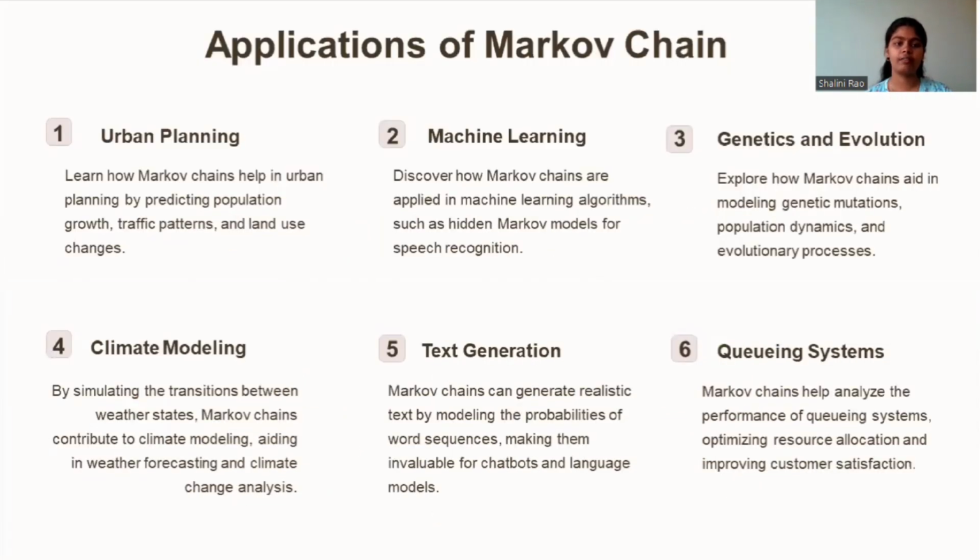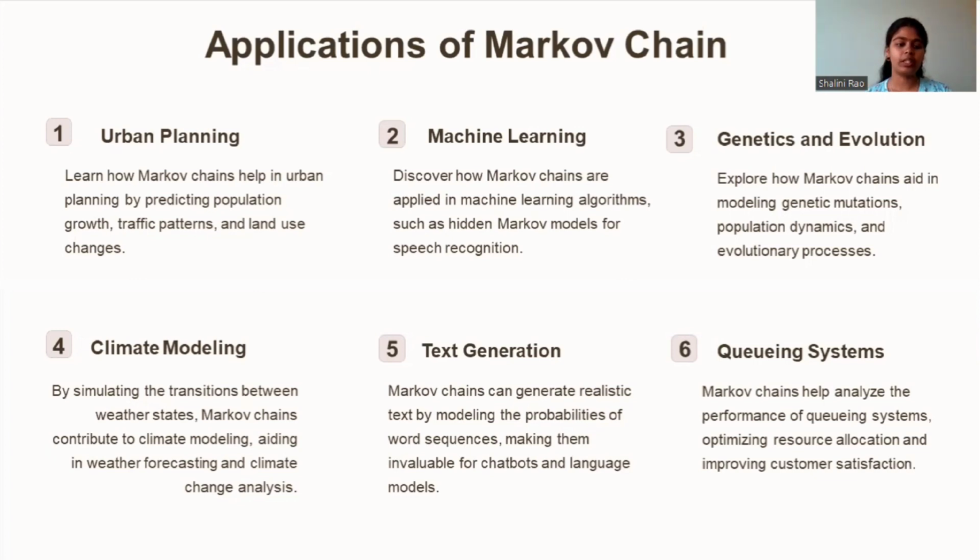Next, we have applications of Markov chain. Urban planning: learn how Markov chains help in urban planning by predicting population growth, traffic patterns, and land use changes. Machine learning: discover how Markov chains are applied in machine learning algorithms such as hidden Markov models for speech recognition. Genetics and evolution: explore how Markov chains aid in modeling genetic mutations, population dynamics, and evolutionary processes.